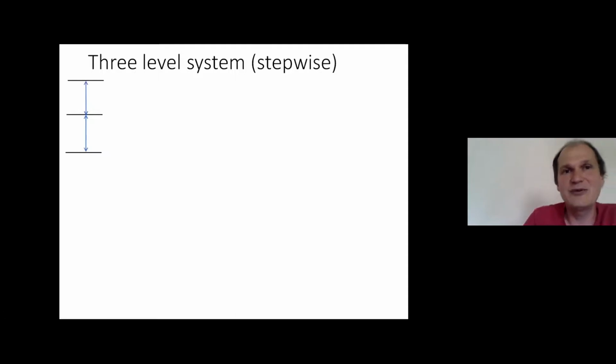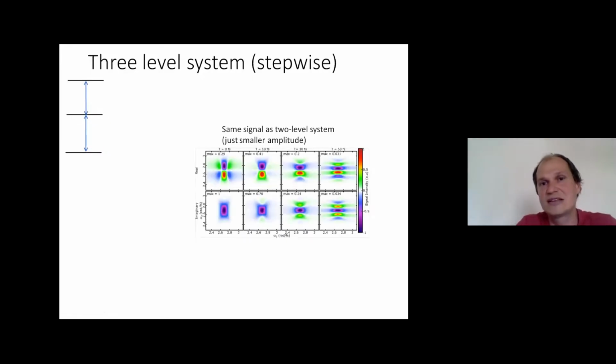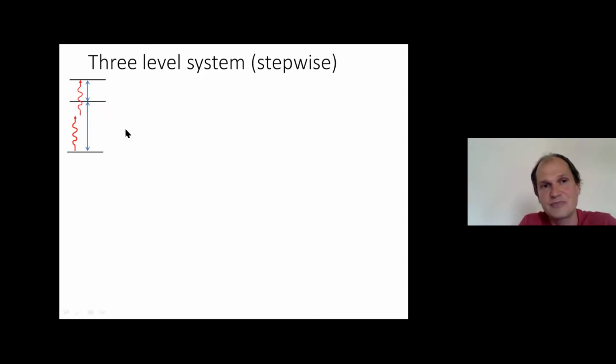Let's go further. You can also imagine another 3-level system. You have 2 consecutive transitions like this. And if you calculate it, you again get just a 2-level system, but the amplitude is smaller, because this one acts as an excited state absorption, or analogously to excited state absorption, it just diminishes some signal.